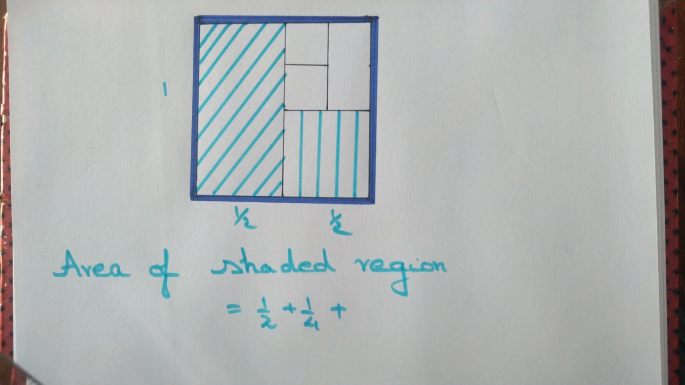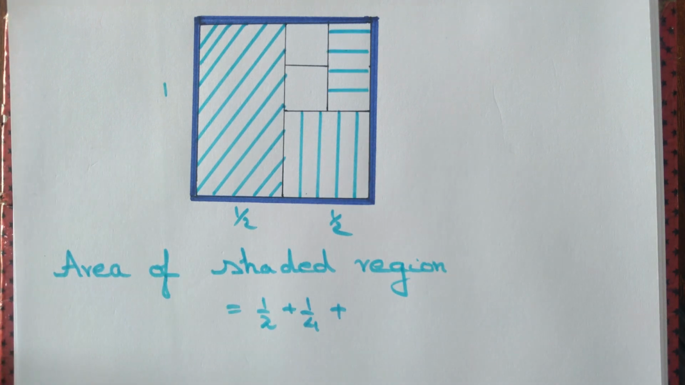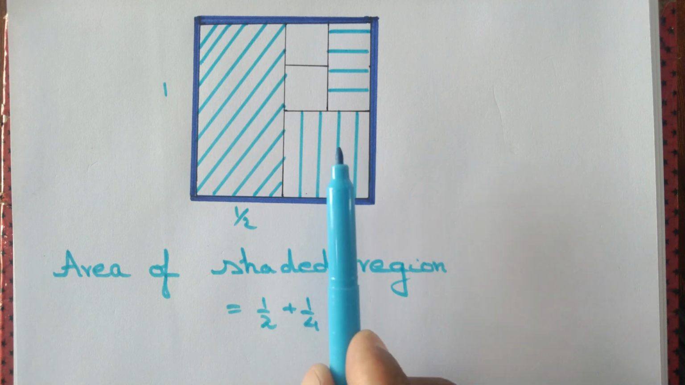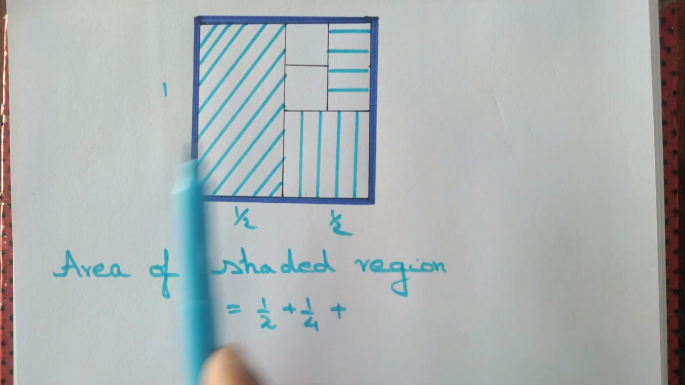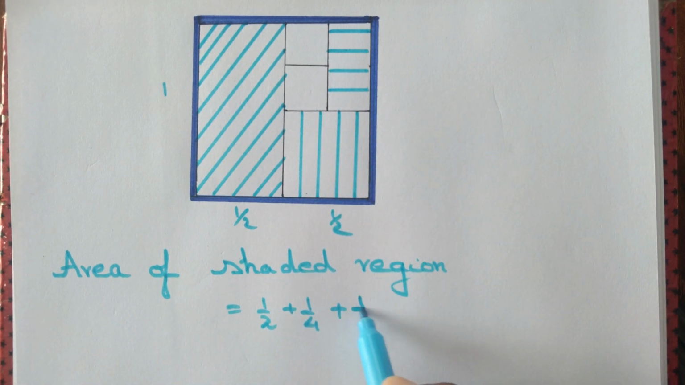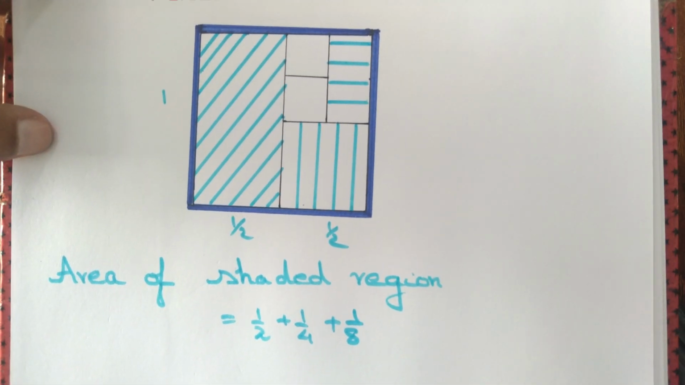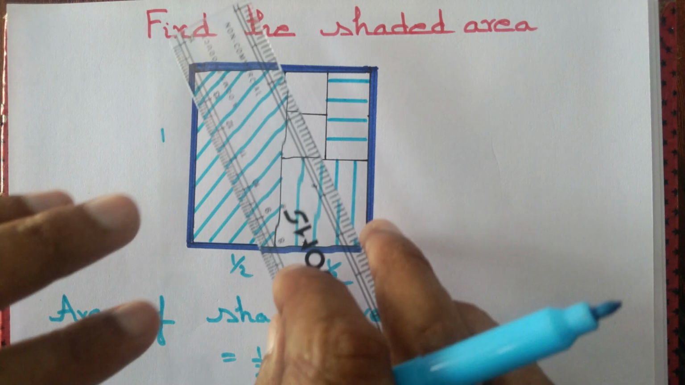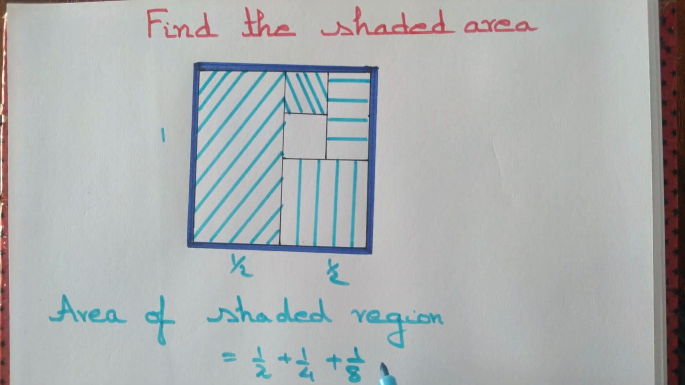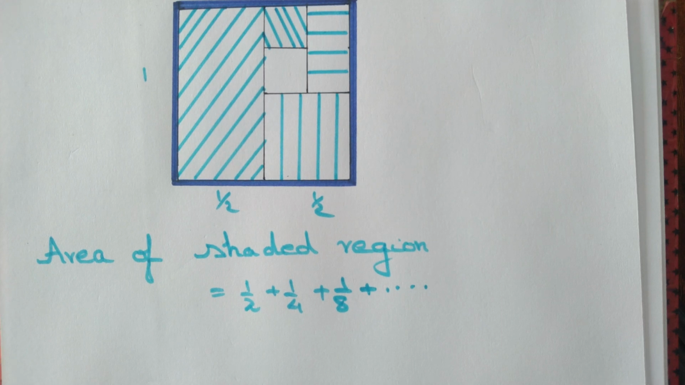We shaded another half of the left out. So we get half a square unit plus 1/4 plus 1/8. The obvious question is, if we continue this way, what will be the area of the shaded region? So let's shade another half of the remaining region. How much will be the area of the shaded region if we continue this way infinitely many times? Can we determine it?